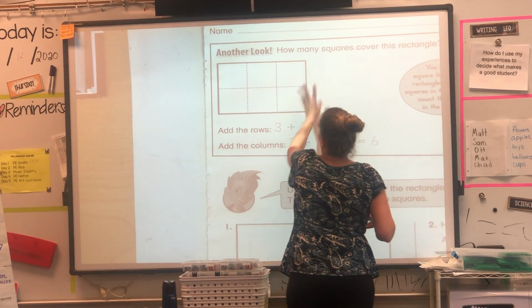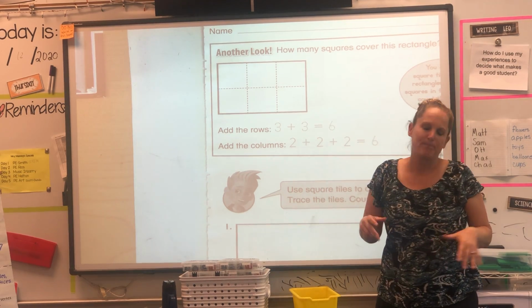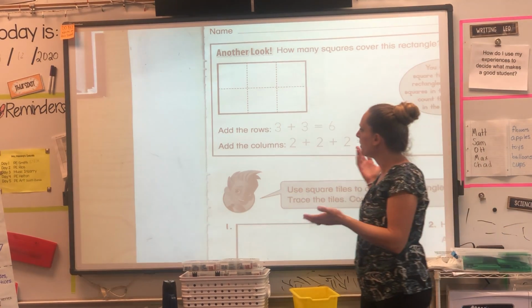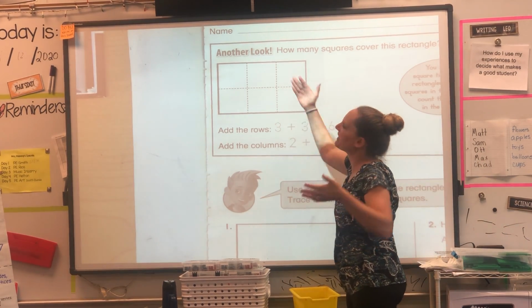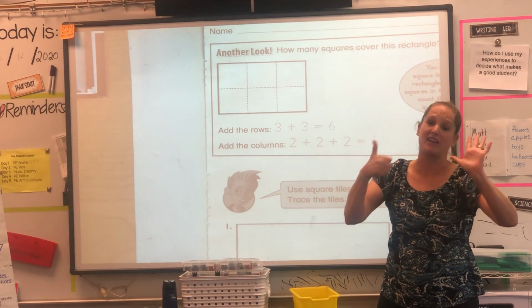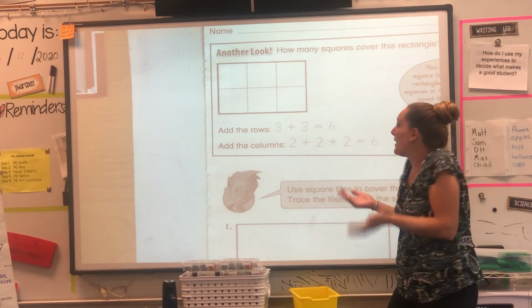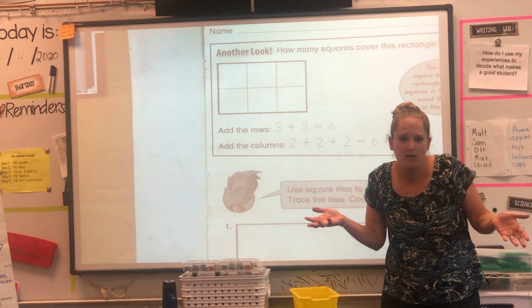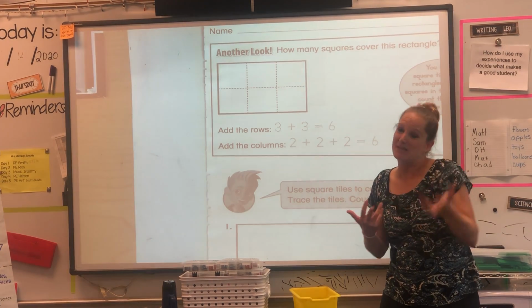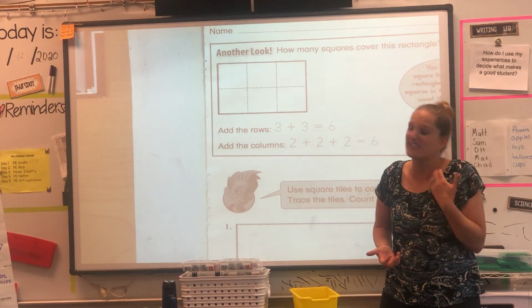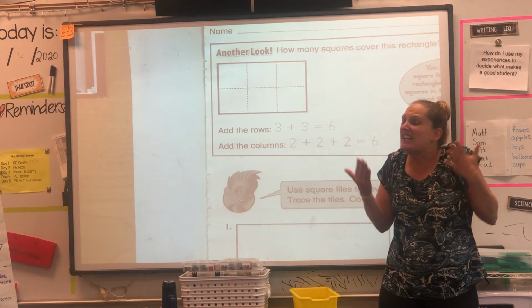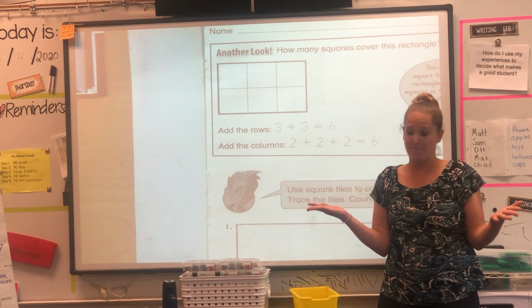How many squares does this take to fill my rectangle? Okay? There are 6 squares. There are 6 second grade teachers. Each one of us wants a piece of the Hershey bar. And I don't want Miss Baumgartner to get more than me because I really love chocolate. So I want an equal share, okay?